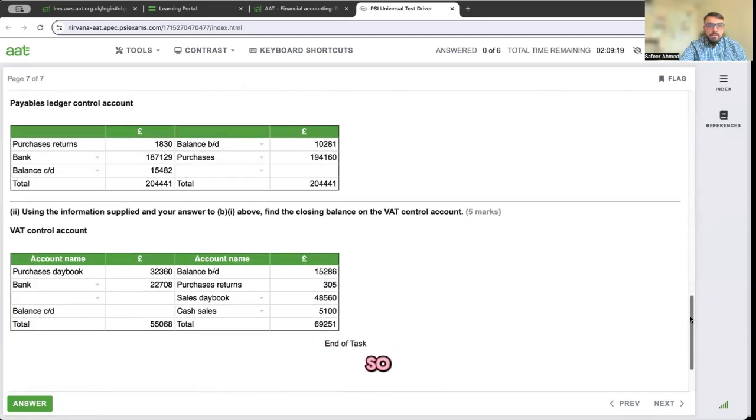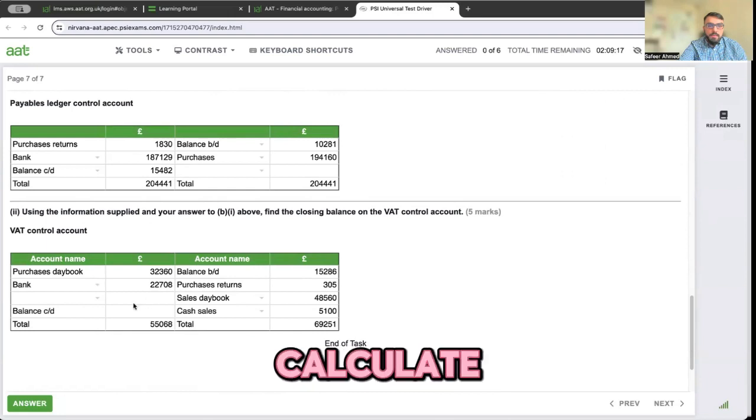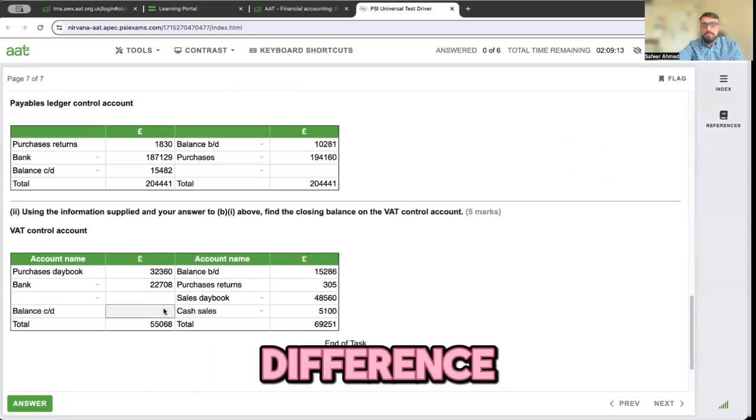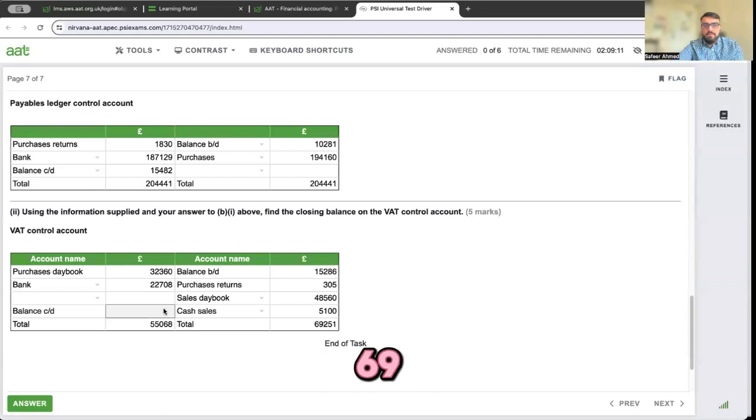Okay, so now we can calculate the balance carried down figure, which will be the difference between the two. So 69,251 minus 55,068, which gives us 14,183.